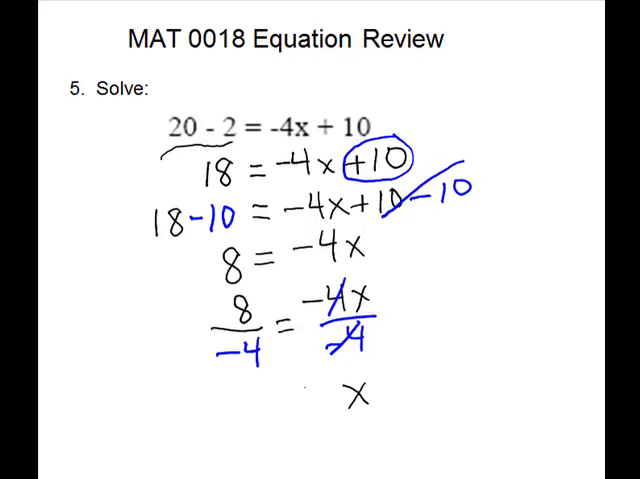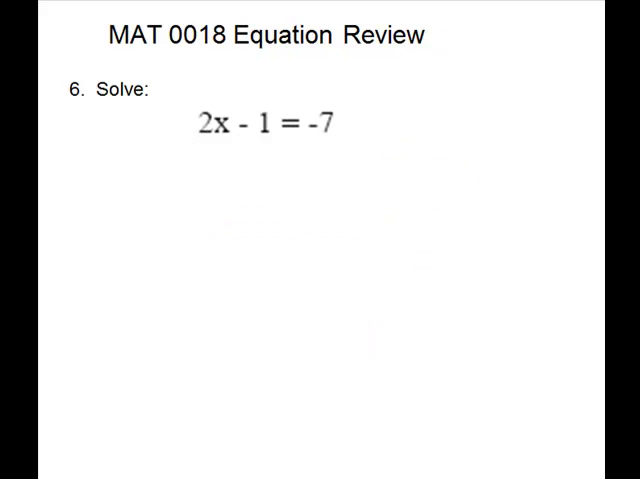Gives me x on the right-hand side. 4 into 8 will go 2 times. We only have one negative. That's odd. Will give us negative with a division. So -2 equals x.